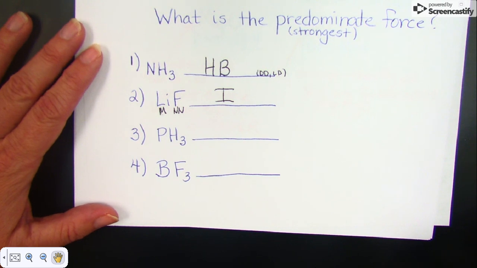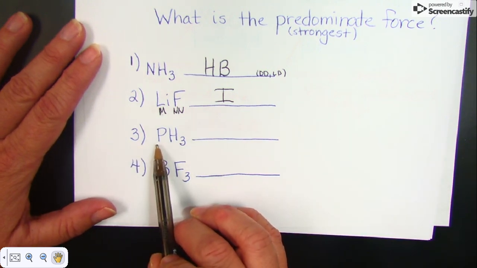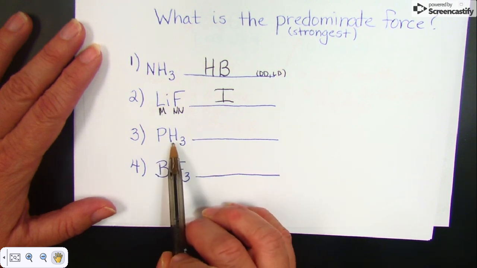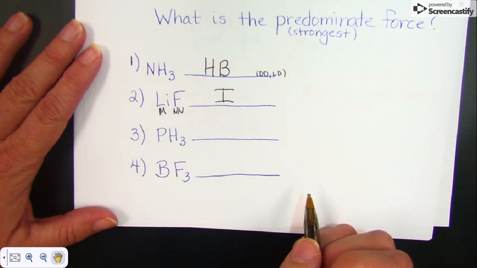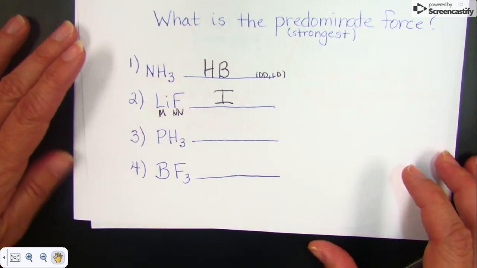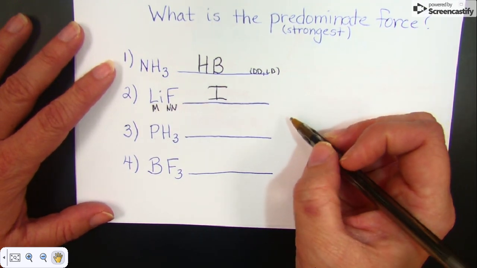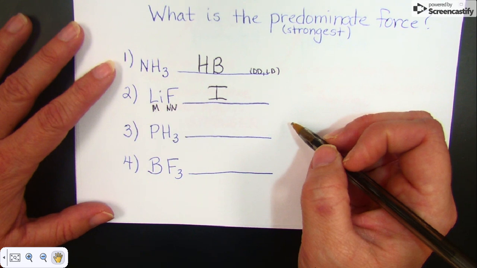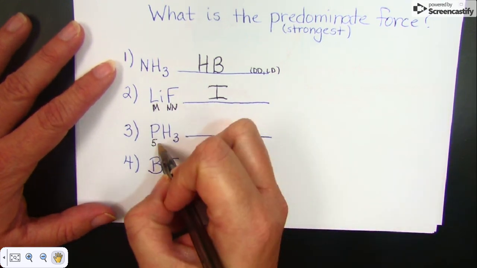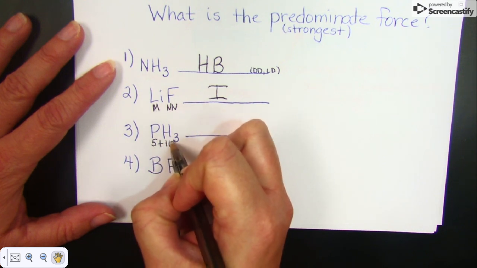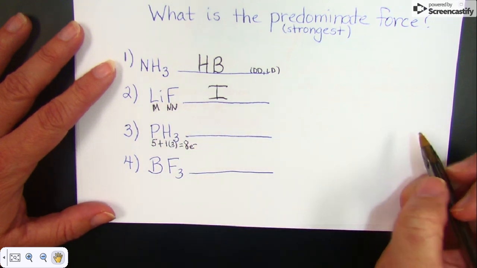PH3. Now, this one could be a little tougher. I look first, though, and I say, is it ionic? No, that is not a metal. Phosphorus is not. Is it hydrogen bonding? Well, I do have the hydrogen, but is that bonded to an F, an O, or an N? No, that is not. So we must figure out, is it dipole-dipole or London dispersion? When we do this, we have to figure out if it's polar or not polar. In order to do that, we have to look on our periodic table and draw the shape. So phosphorus has 5 valence electrons. Each hydrogen brings 1, and there's 3 of them. So that is 8 total electrons around that molecule.